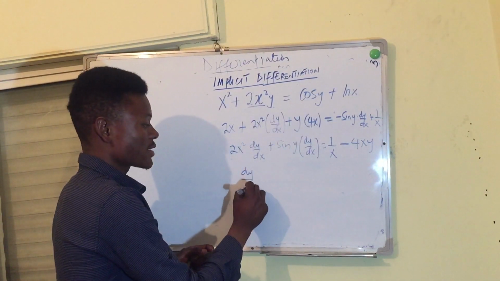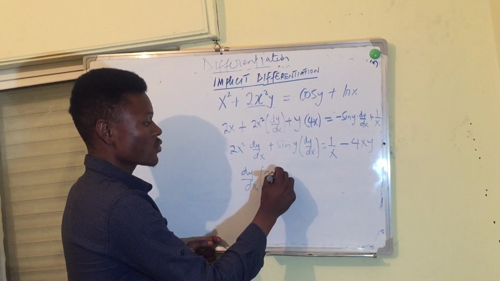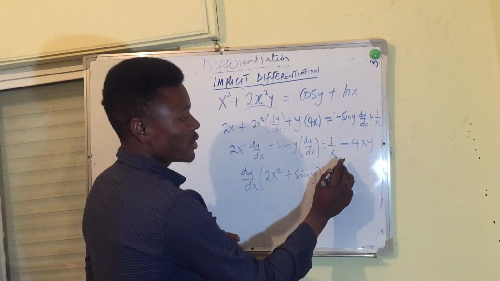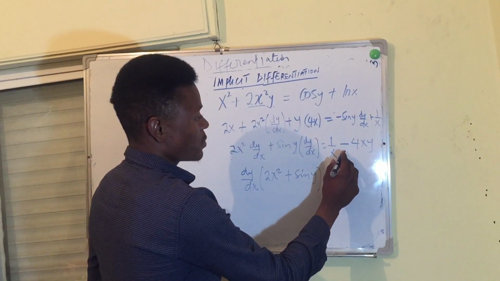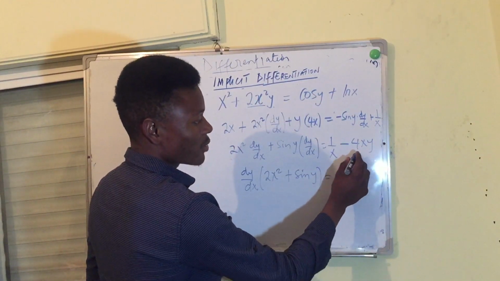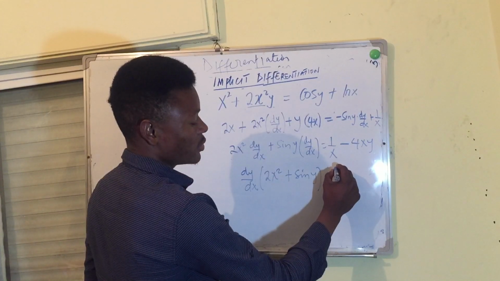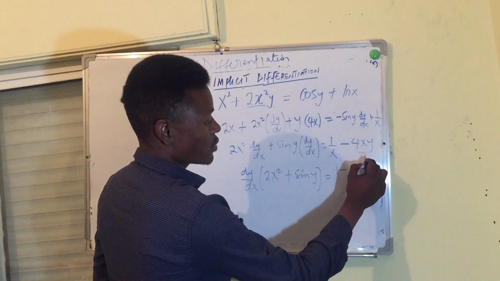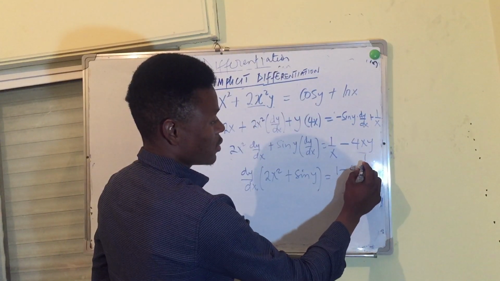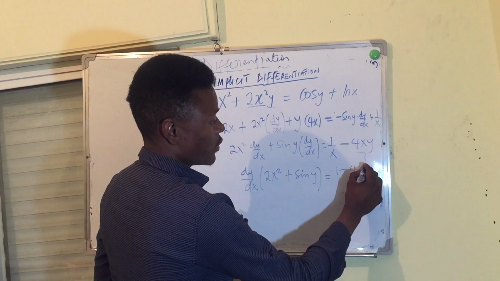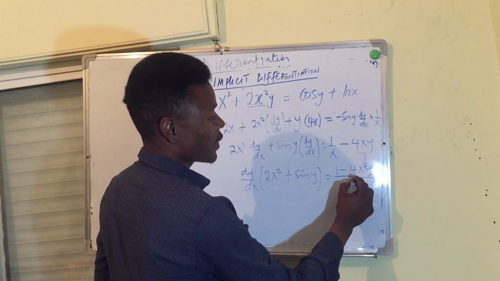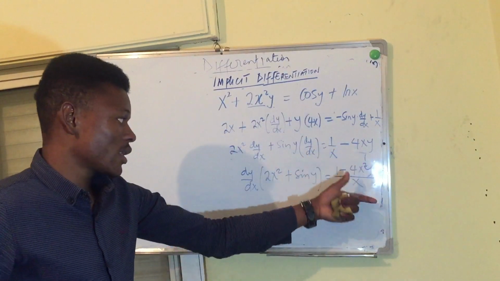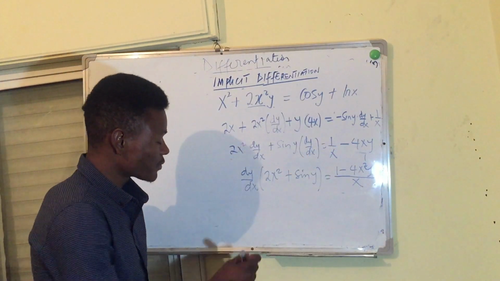Abin da ke faruwa yanzu sai mu factorizing din dy dx out. So we have dy dx anan. We have 2x square plus sin y. This is something as simply we're going to LCM now, which is x. So 4x, what? This is 1. 4x square over x. So LCM x and 1 is 1. So that can be actually in a single fraction.